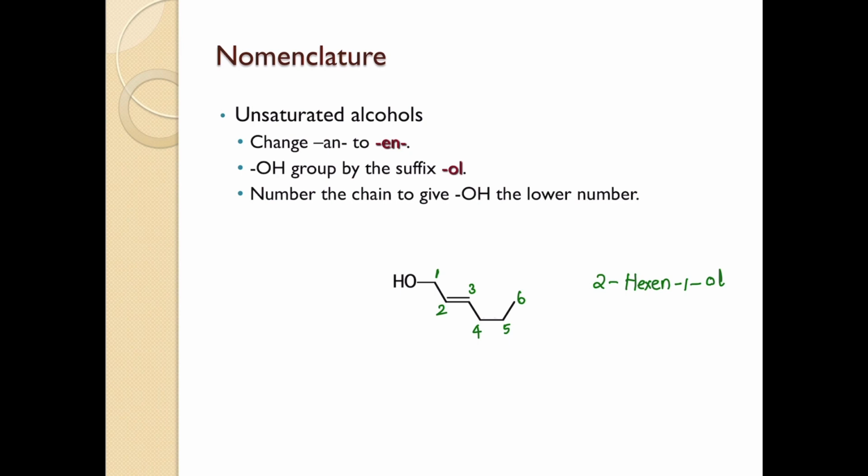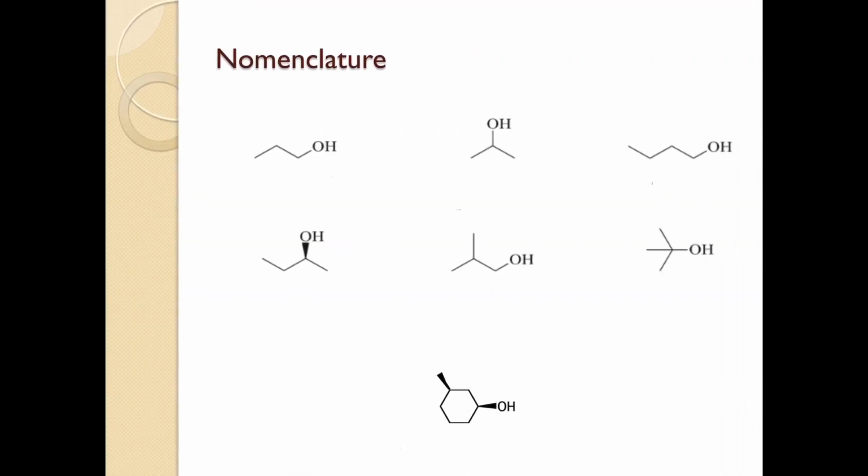And if you want, you can also include the stereochemistry. You can definitely say that this hydrogen and this hydrogen are in opposite directions, and therefore this is a trans compound, so you can put the E in front of it. So it's going to be trans-2-hexen-1-ol. Here are some more examples for you guys to practice. See if you can write the name for these molecules.